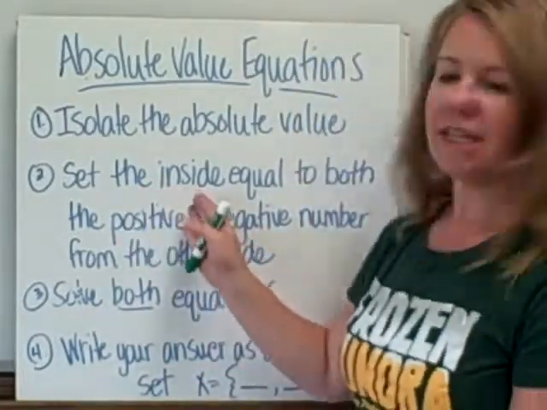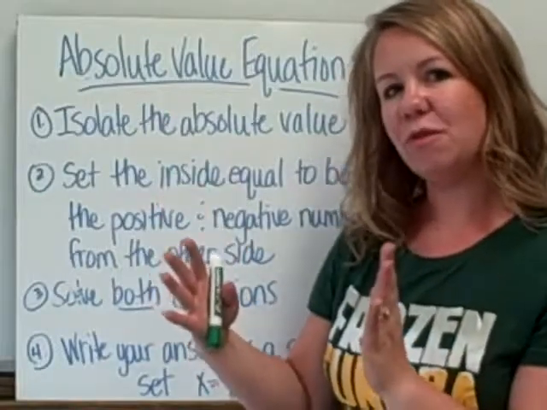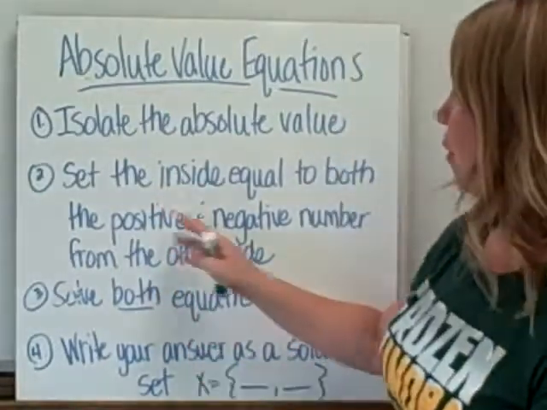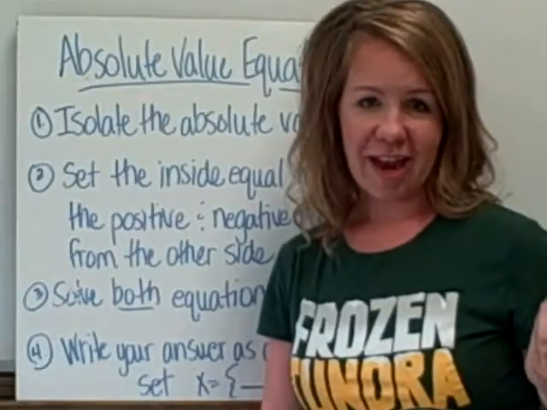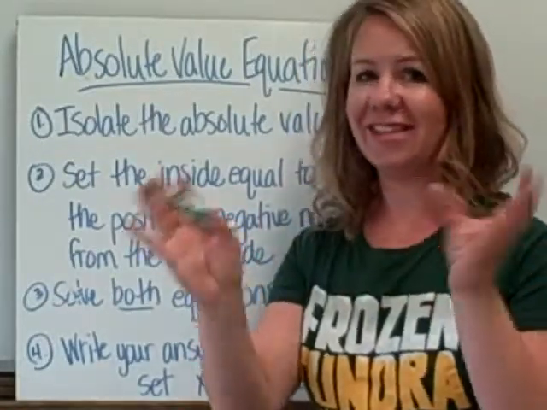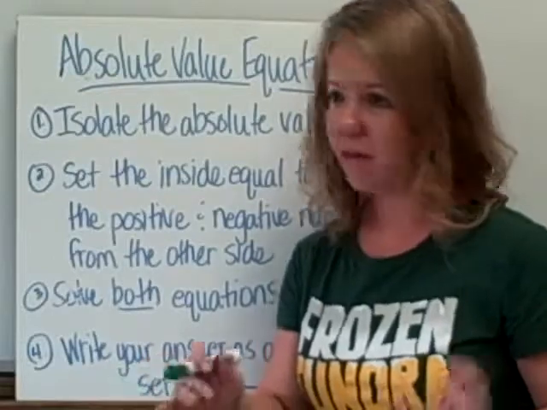You want to get just the absolute value on one side equal to something else on the other side. Step number two, you're going to set whatever's inside the absolute value bars equal to both the positive and negative number of whatever's on the other side. So you're taking that one equation and essentially making two equations out of it.